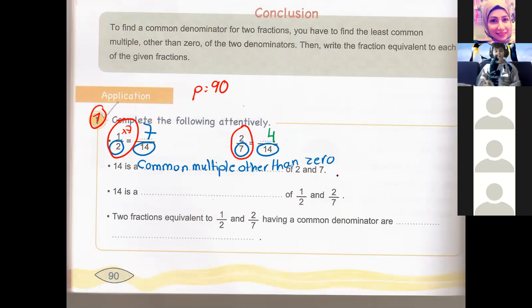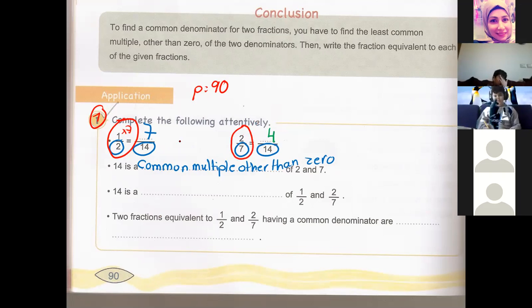Common denominator. Why is it the common denominator? If you look here at these two fractions, we make the denominator of both of them give us 14. So 14 is the common denominator. 14 is a common denominator. Yes.